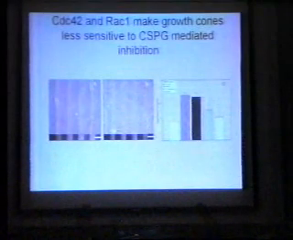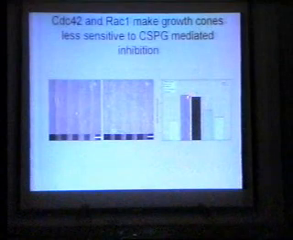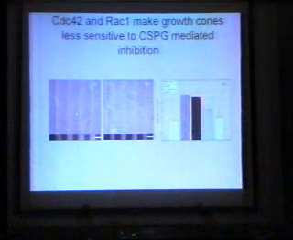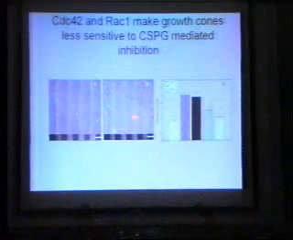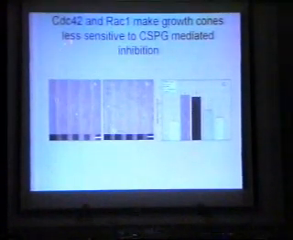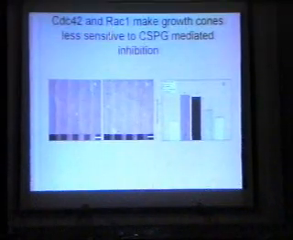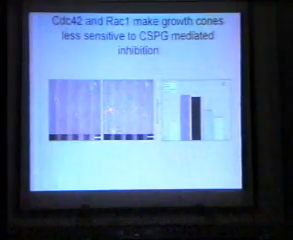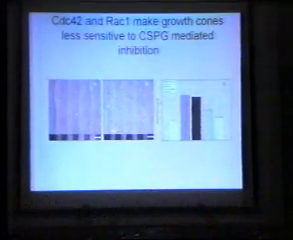But if you hit them with mutants of various things, and I won't go through all of these, but with two things, with CDC42 and RAC1, you get a lot more crossing of these things, and you can count the crossings, and that's what this data is. This is also published, I can give you a reference if you like, showing that constitutively active CDC42 and constitutively active RAC1 both make the growth cones less sensitive to CSPG.